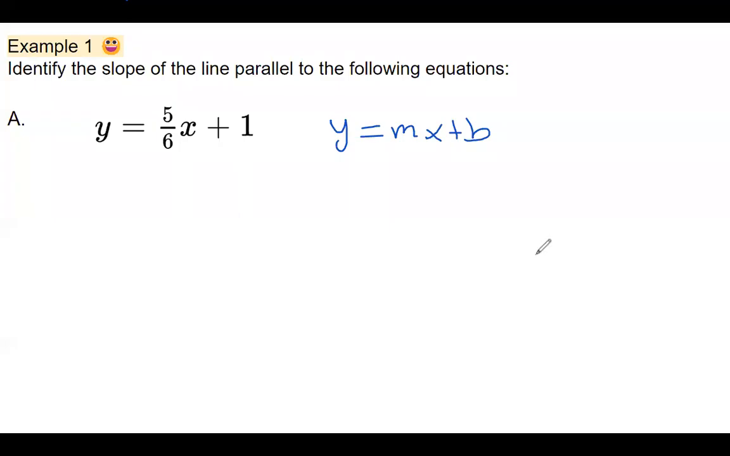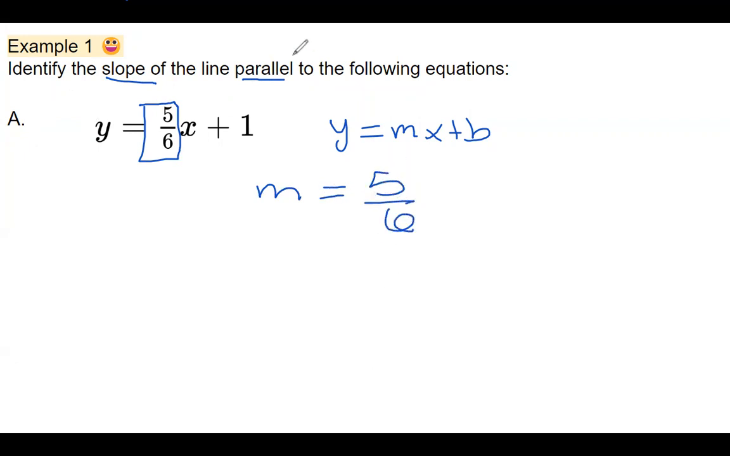All we have to do is identify the what? The slopes. So what do we know about slopes that are parallel to each other? They have to be what? Equal. They have to be the same. So let's go ahead and identify the slope. What is the slope in this equation? 5x over 6. So what is the slope parallel to that line? 5 over 6. Not too bad, huh?